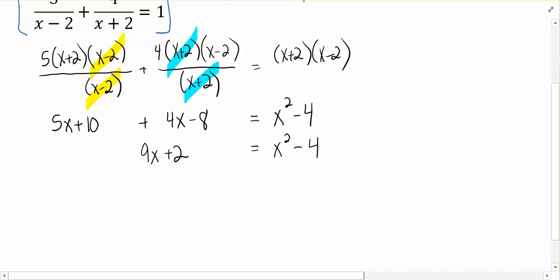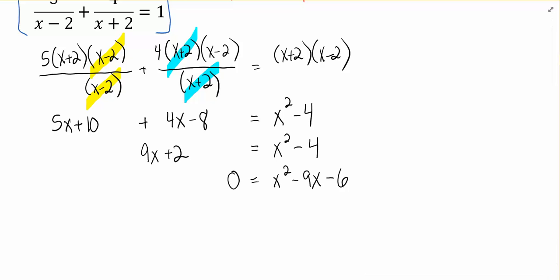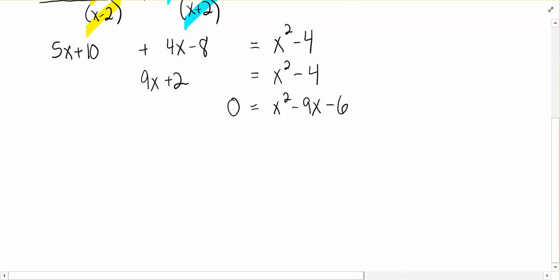And we're going to move everything to one side because we do not have a perfect square equals a number. So we're going to subtract the 9x to the other side and subtract the 2 to the other side. So now we have a quadratic that's equal to 0. We should try to factor. If we're not able to factor, then we have to use the quadratic formula. Now we're not able to factor. There's nothing that multiplies to be negative 6 and adds to be negative 9. So we do have to use the quadratic formula.